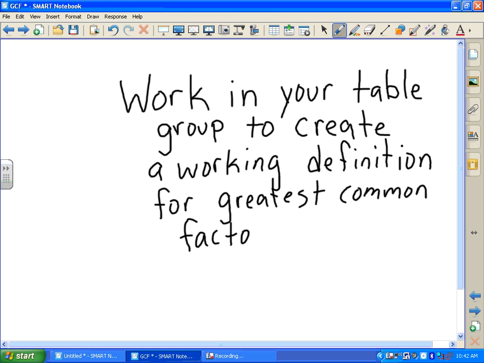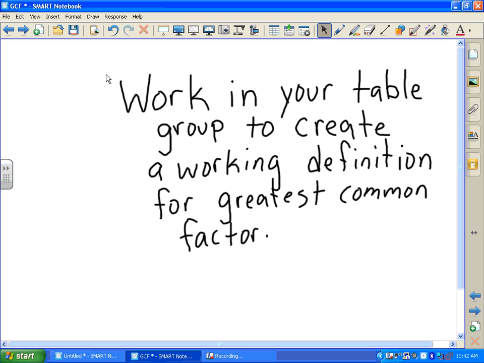What I would like to do in your groups, you guys, is I want you all to work together to come up with one working definition for what it means when I say the greatest common factor of two or more numbers.